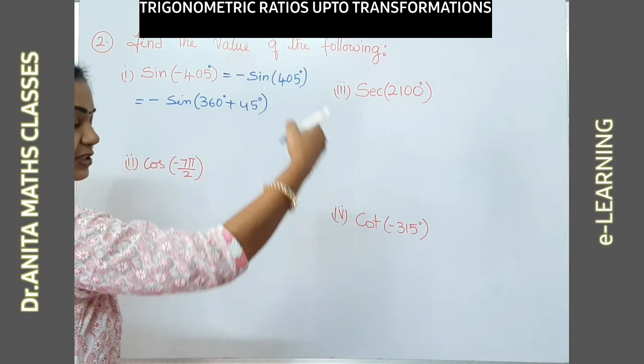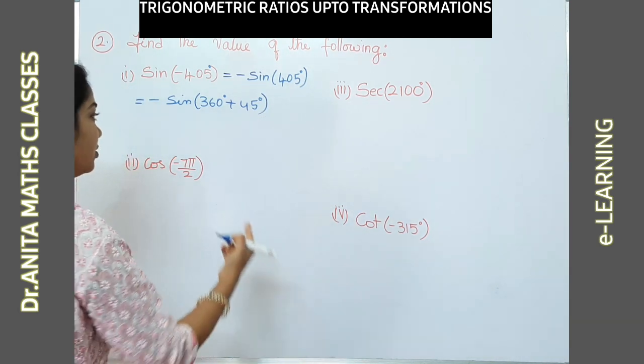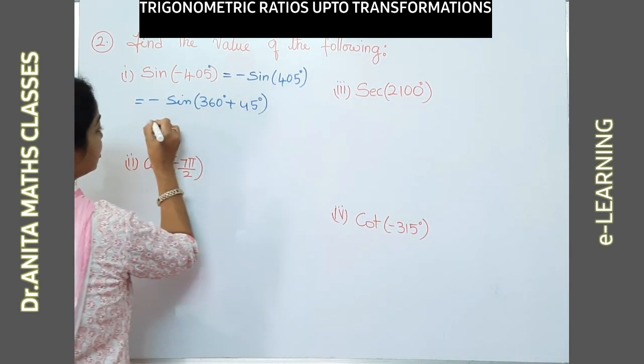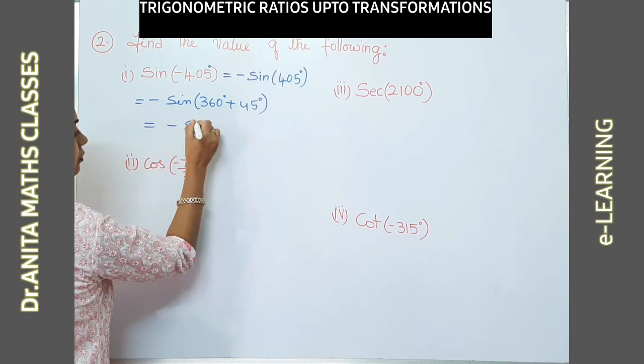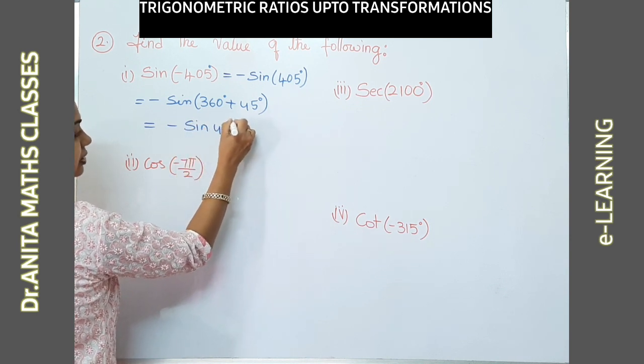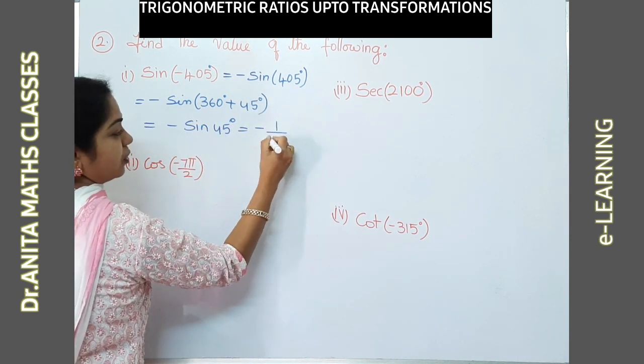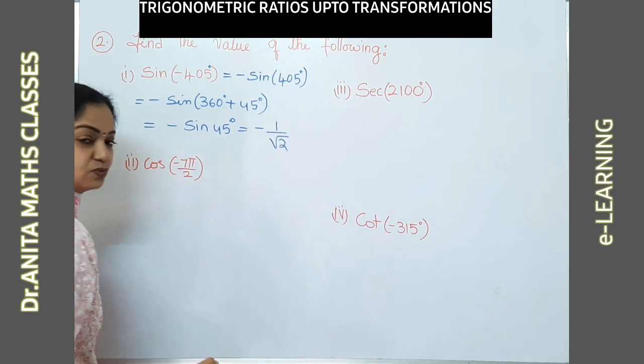So 360 plus 45 comes to the first quadrant. First quadrant sine is positive. So minus sine of 45 degrees. So this comes to minus of 1 by root 2. Sine 45 is 1 by root 2.